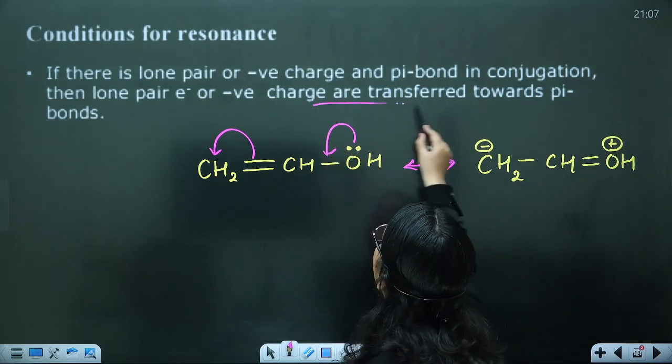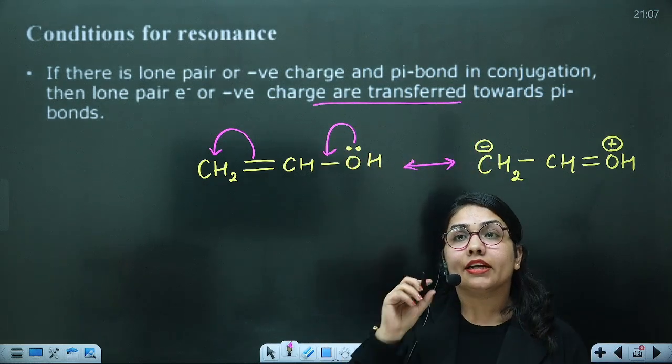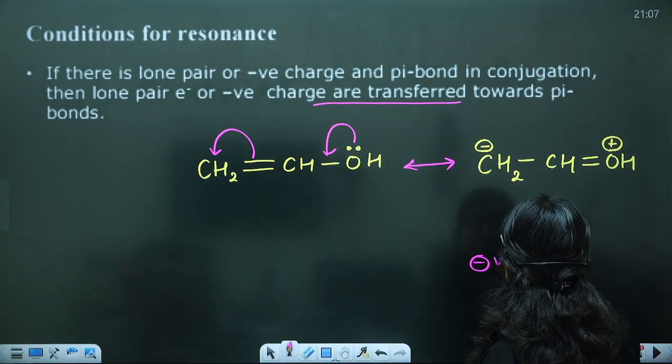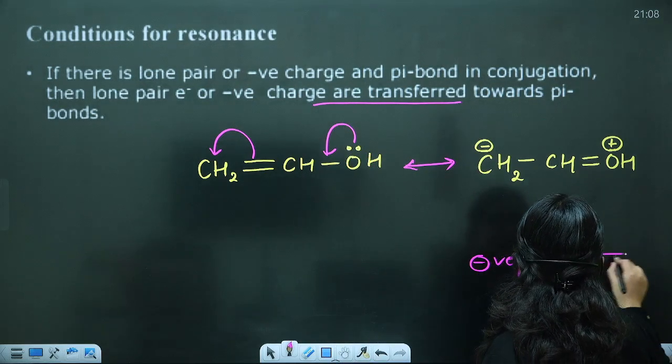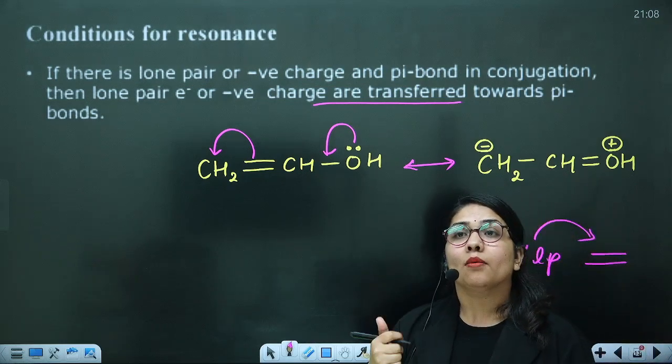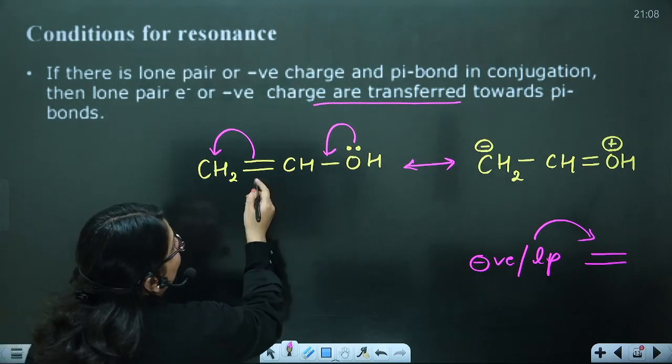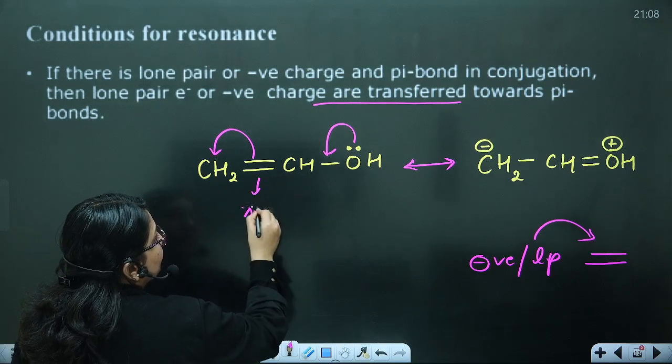This is the thing you have to keep in mind, that if there is a negative charge or lone pair, then it will go towards the pi bond. See one example here. Here you can see there is only one pi bond. This is the pi bond.